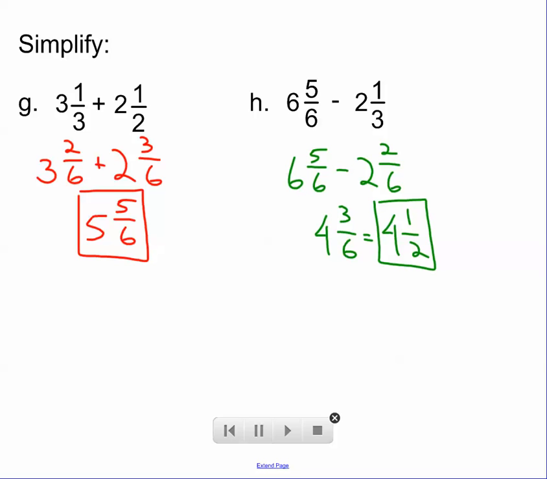So we don't need to change these to improper fractions. In fact, that can make it a lot harder because your numerators get so big. Try this. I think you'll like it.